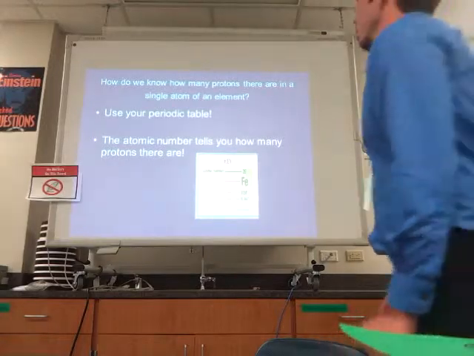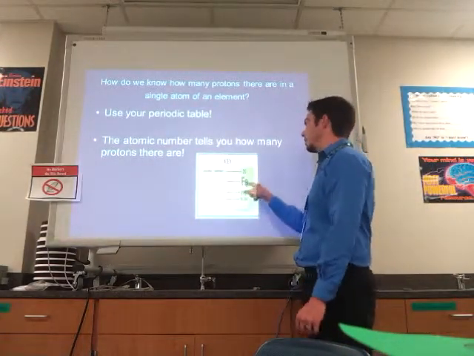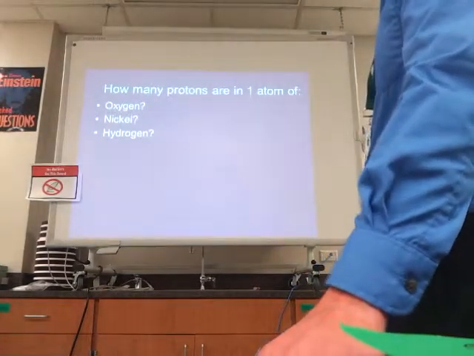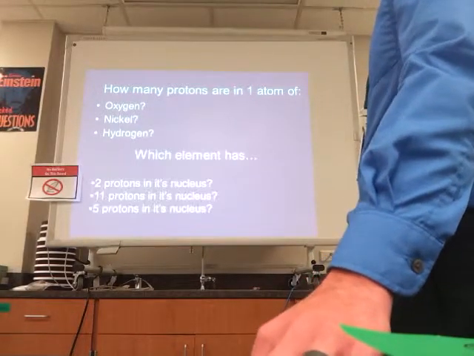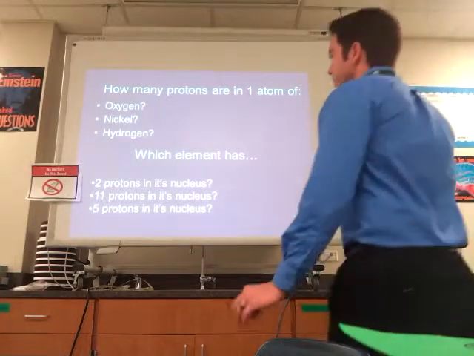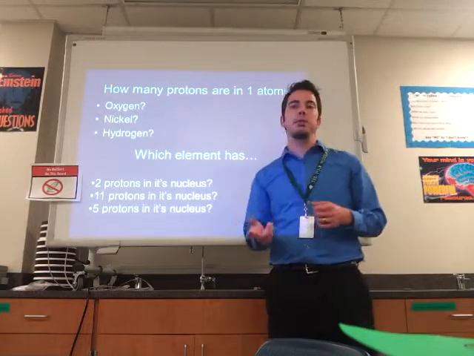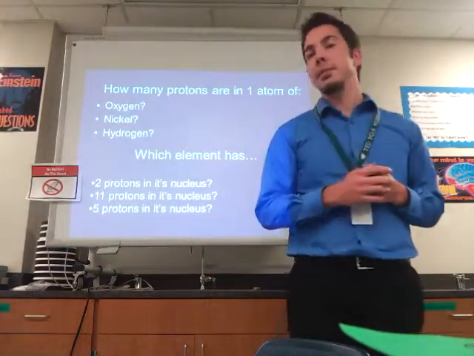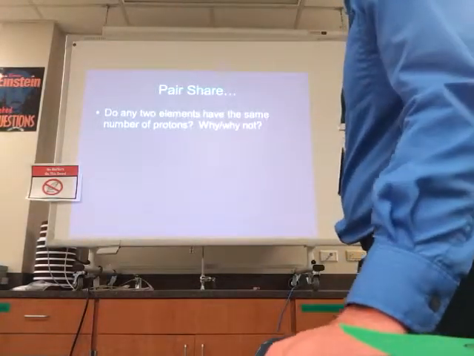So how do we know the number of protons there are in an atom? You use your periodic table, boom, there it is. For iron, 26, the atomic number. So oxygen, nickel, hydrogen, you can look those up on your periodic table. You can also work in reverse. An element that has 2 protons in its nucleus would be atomic number 2, which if you look on your periodic table will be helium. You can look the other 2 up at your leisure.